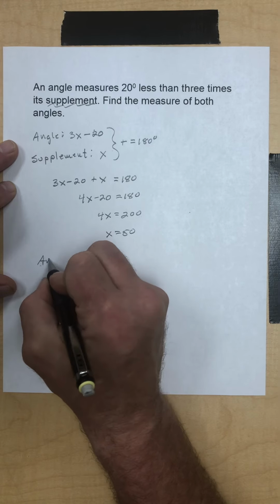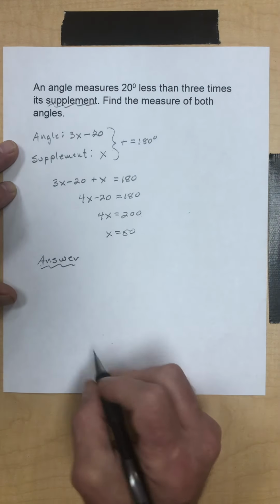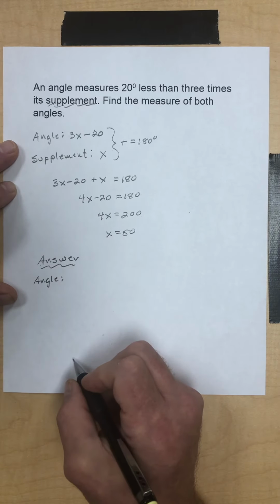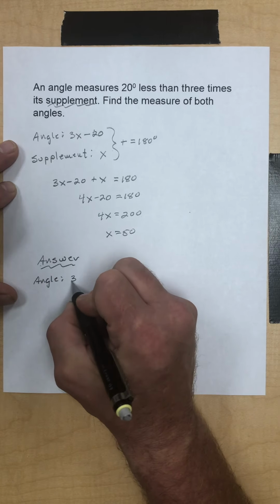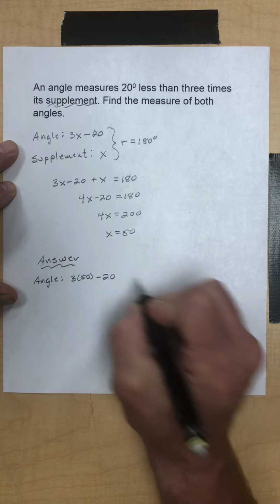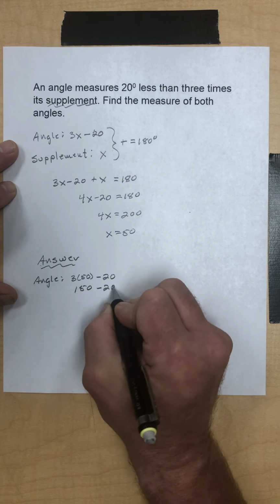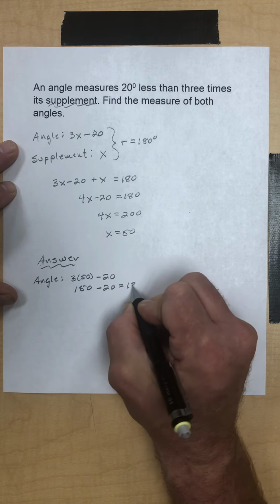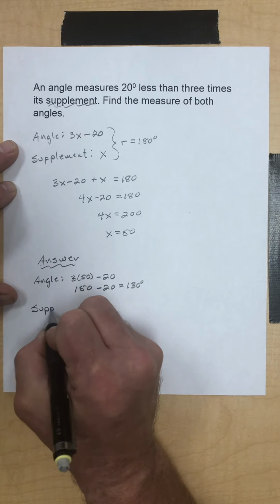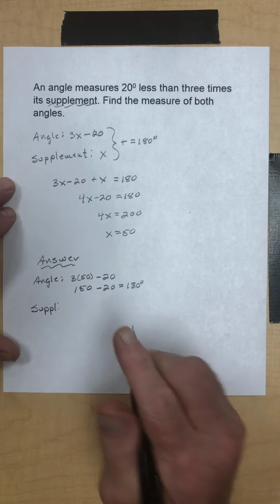Okay, so let's take a look at what our answer would be and check our work. We have this angle, and it's 3 times x, so that'd be 3 times 50 minus the 20. That's going to be 150 minus 20, so I'm going to get 130 degrees. And then the supplement is just x, so it has to be 50 degrees.